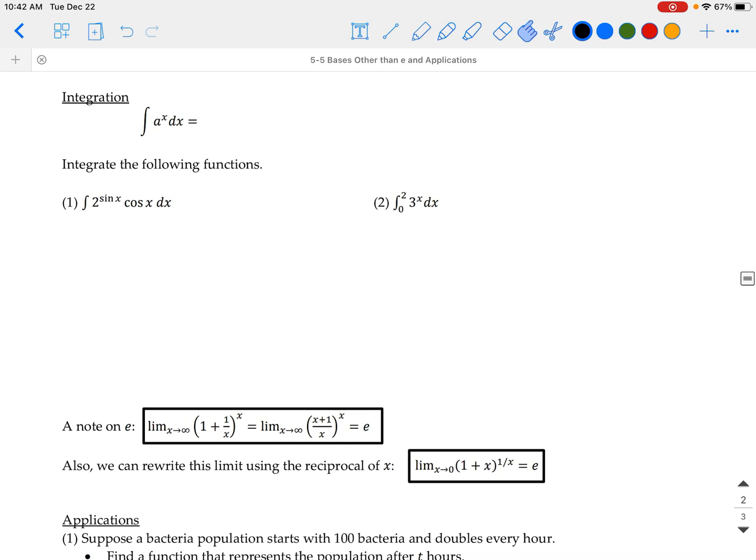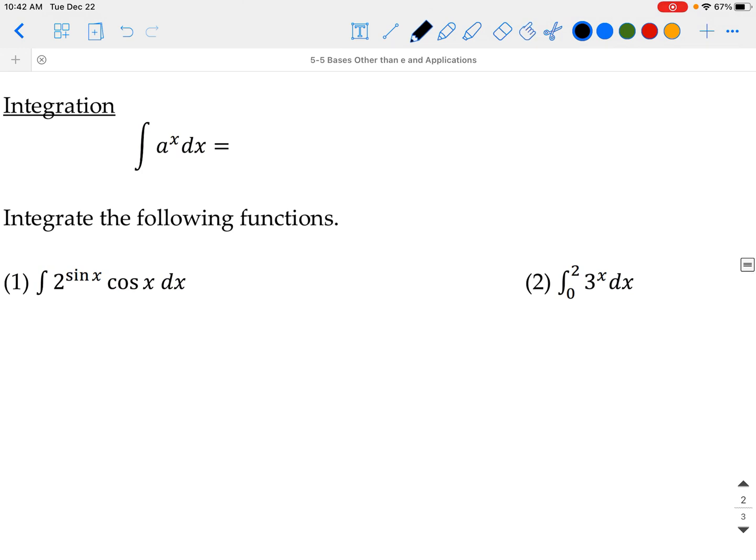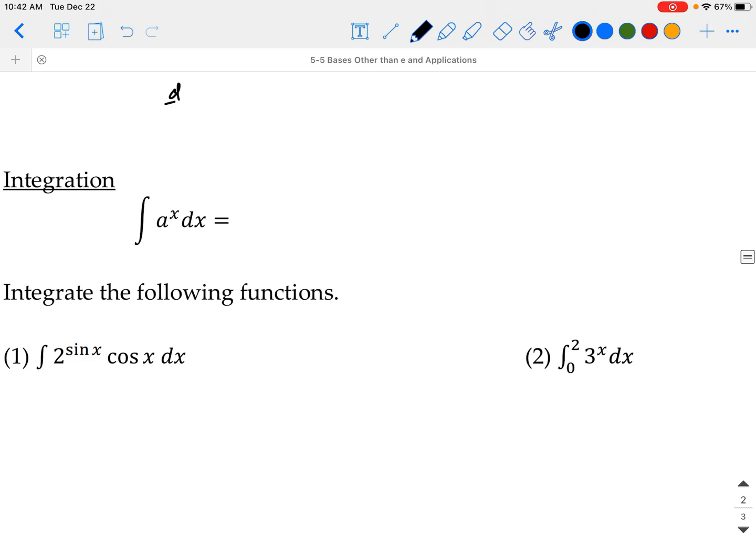So then if we scroll down here, we've got integration. So how do we integrate exponential functions? If we remember the derivative of a to the x, just above here, that's the natural log of a times a to the x. Then if we go in reverse, what would that be? So maybe we could do a couple more here.